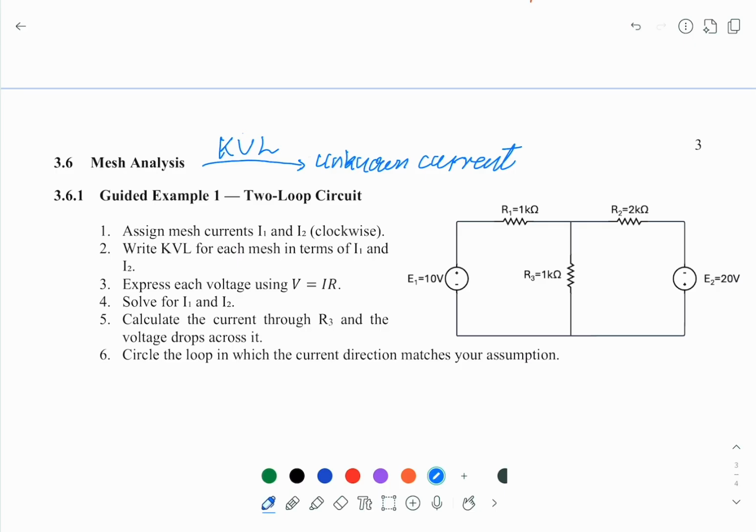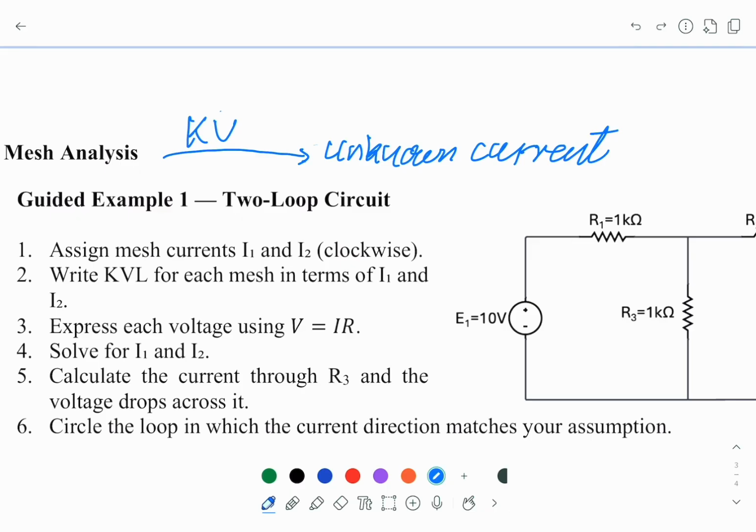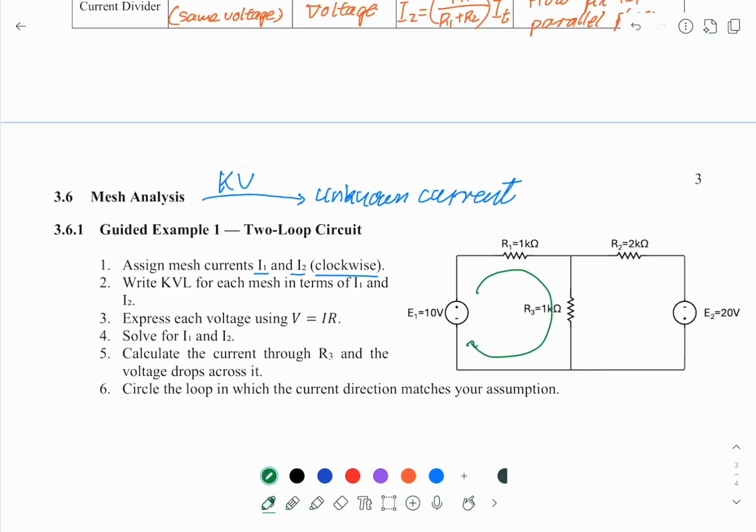So first, let's look at how we set up the question. 1. Assign mesh currents I1, I2 clockwise. Now, again, it doesn't matter whether clockwise or anti-clockwise, so we can keep this one clockwise. This is mesh current 1, we call it I1. This is mesh current 2, we call it I2.